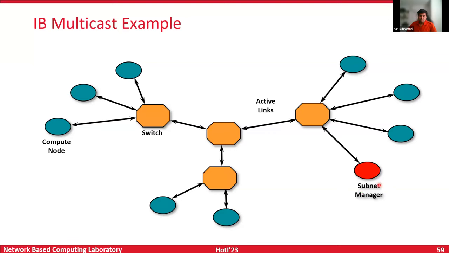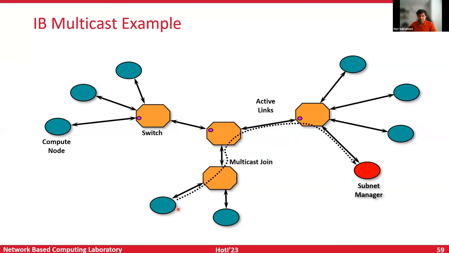So once the subnet manager comes up and it has set up all the networks, any compute node who wants to join or create a multicast group will send a message to the subnet manager saying, "Hey, I'm here. I want to create this multicast group or join this multicast group." When the subnet manager receives that join message, it is going to populate all the switches in the path with the appropriate multicast group IDs and the egress ports.